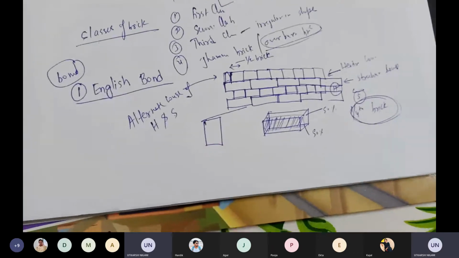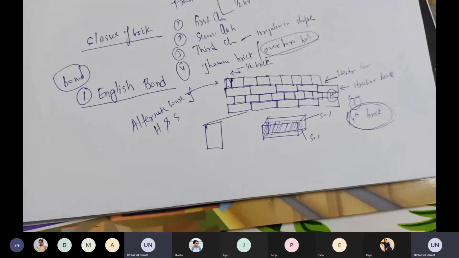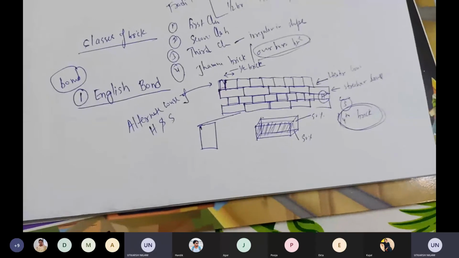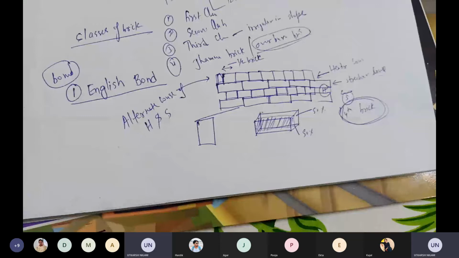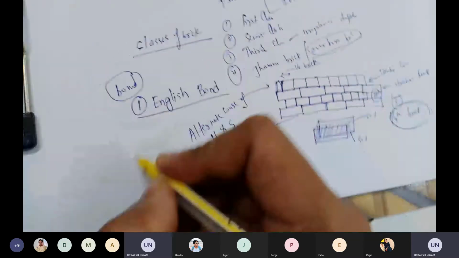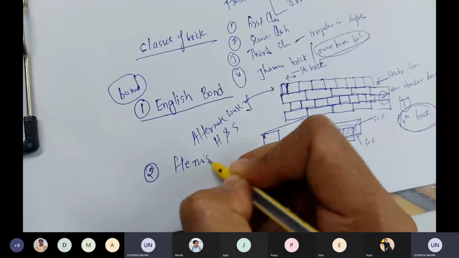Queen closer is nothing else but 1/4 of the brick. So that is what we can say is the English bond. Now we will come to the Flemish bond. First is the English bond, then second will come the Flemish bond.